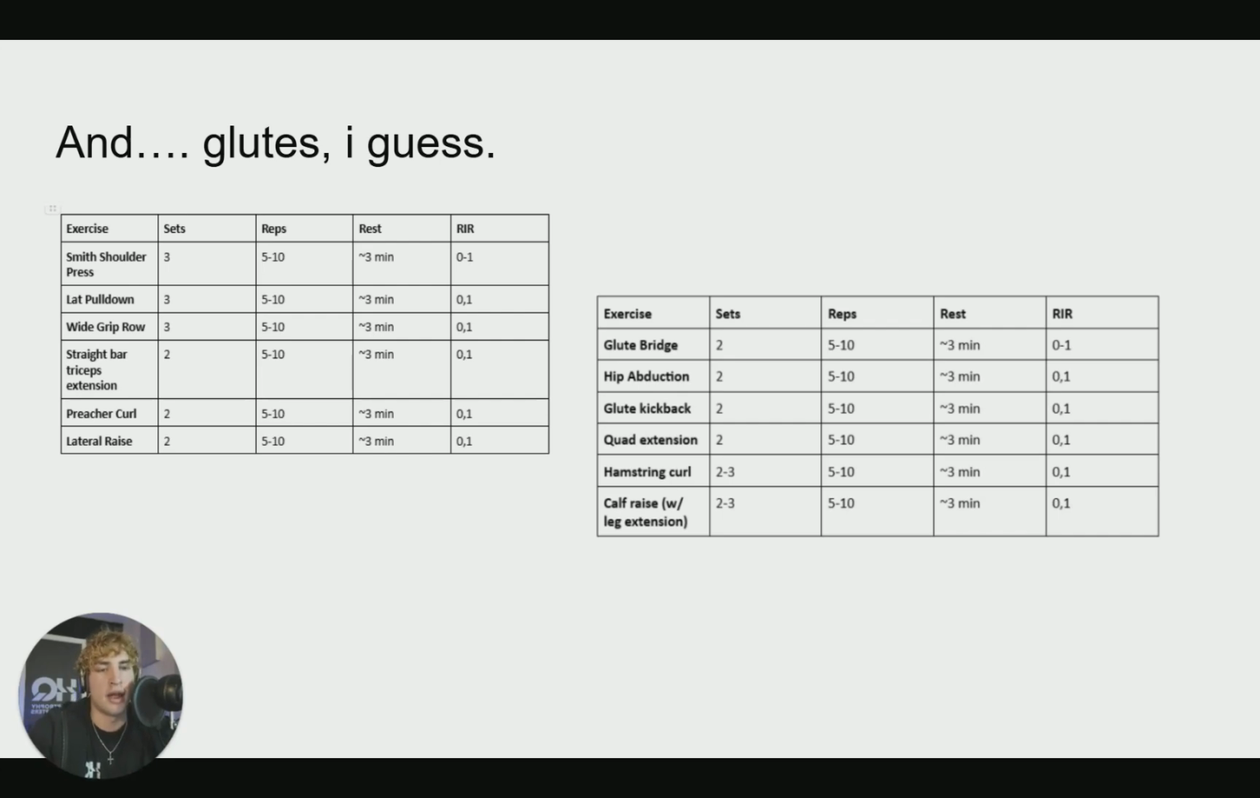So we're going to throw that in there. And then straight bar triceps extension. Okay. For your triceps, you got a little bit more volume. Preacher curl. Who doesn't want biceps, guys? Come on. Lateral raise. Because why not?